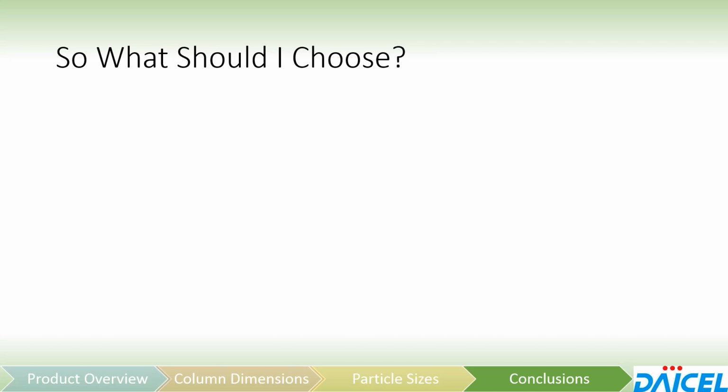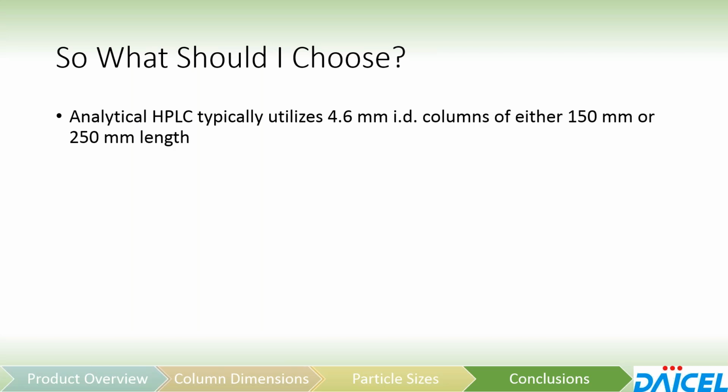All right, and lastly here, we'll finish with our conclusions. We're almost out of time. So what should I choose? Up to this point, we've basically just been talking theory, but in practice, the question is what column dimension, what column particle size should I be using for my separations?